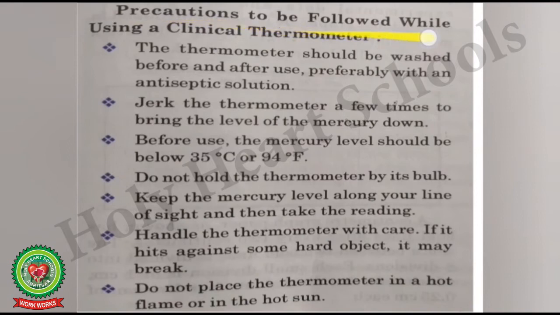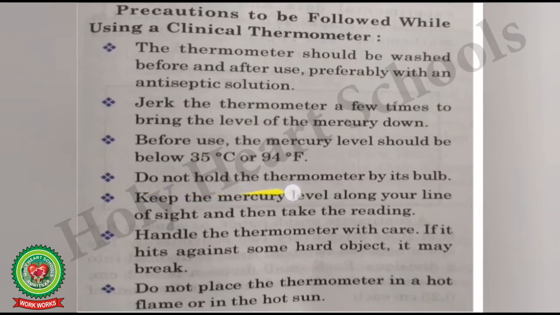Precautions to be followed while using a clinical thermometer. The thermometer should be washed before and after use, preferably with an antiseptic solution. Jerk the thermometer a few times to bring the level of the mercury down. Before use, the mercury level should be below 35 degrees Celsius or 94 degrees Fahrenheit.